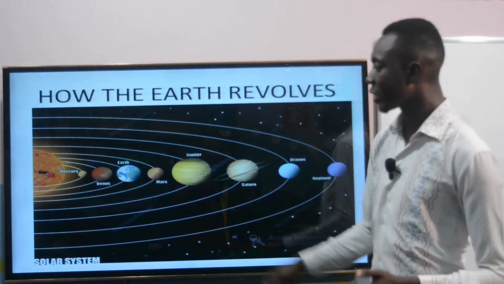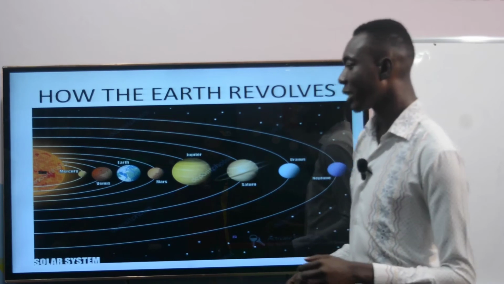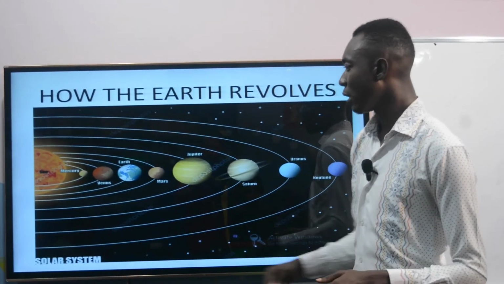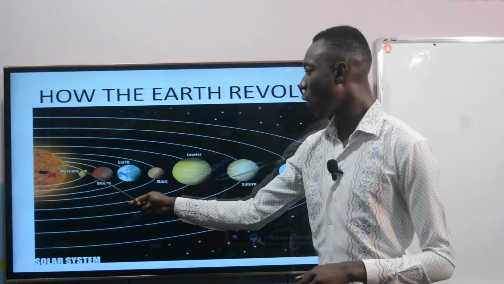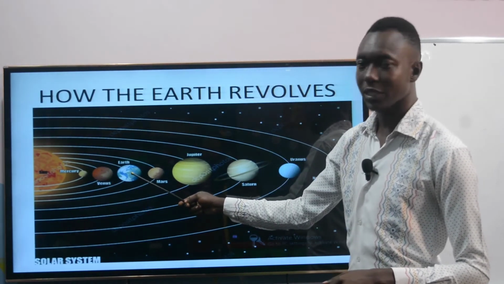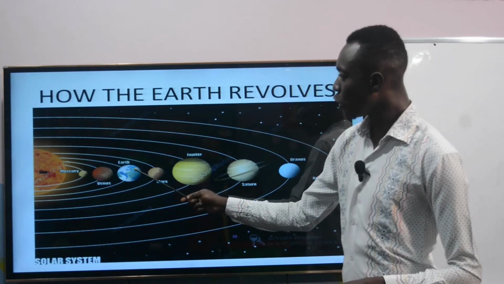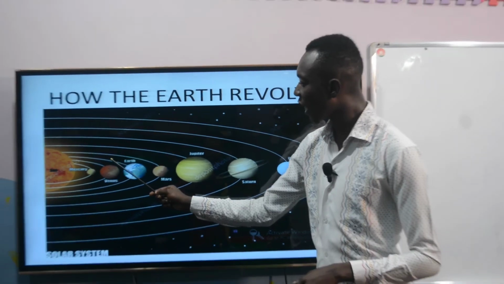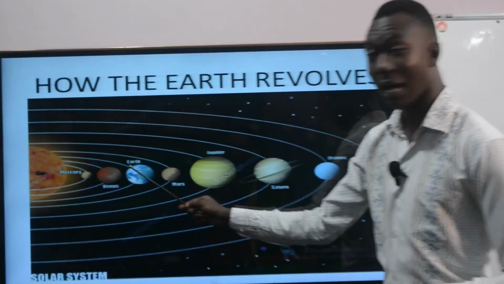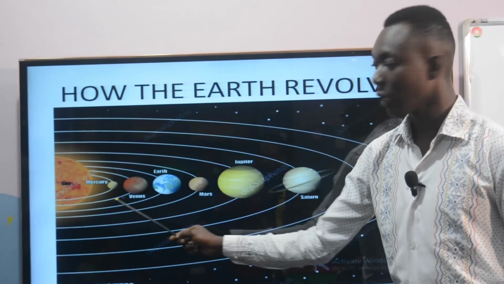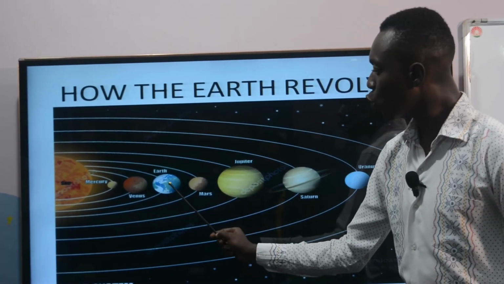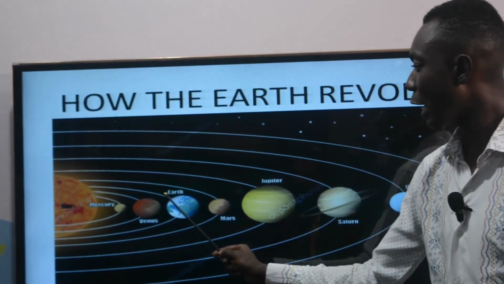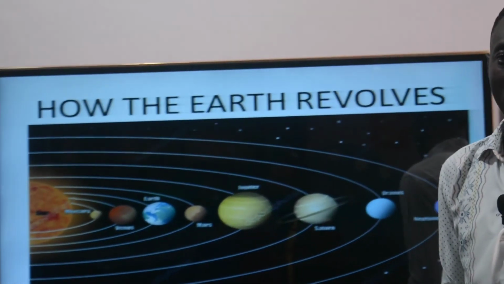Can you show me where the earth is located? When we were starting the lesson, I told you that the earth is the third planet in our solar system. So when we count from here, 1, 2, 3, it means this is the earth. Now, if you look closely, the earth has a certain path here. That is what we term as the orbit. The path you see through which the earth will move around the sun is what we term as the orbit.